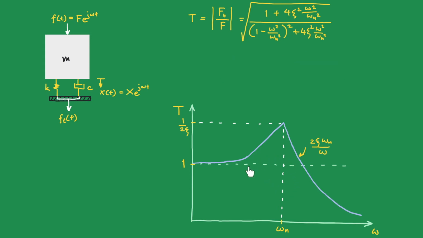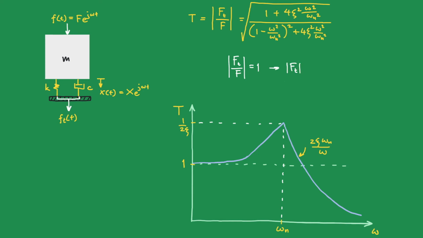Okay, let's analyze again the graph we have here. At low frequency, well below the natural frequency, the transmissibility is 1. What does it mean? As the transmissibility is the ratio of the transmitted force and the excitation force, T equals 1 means the transmitted force is equal to the excitation force.